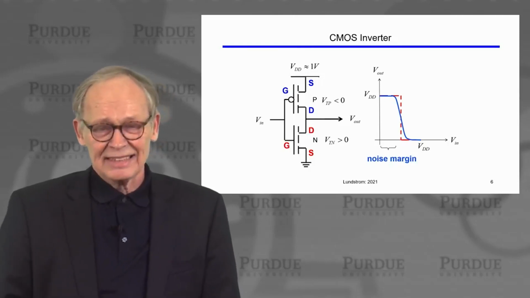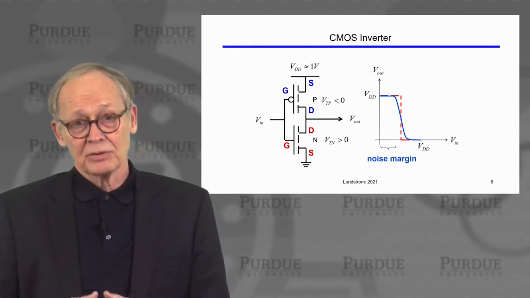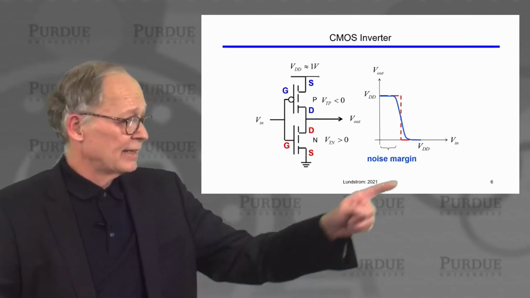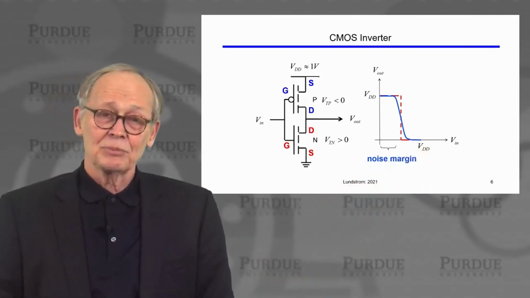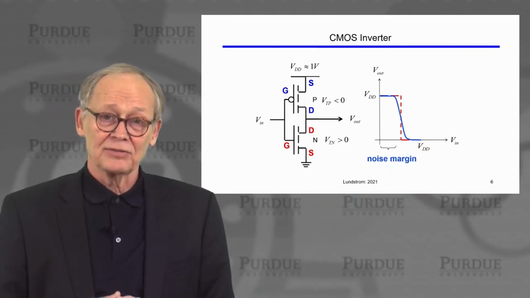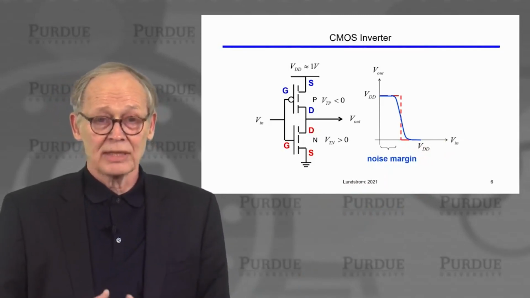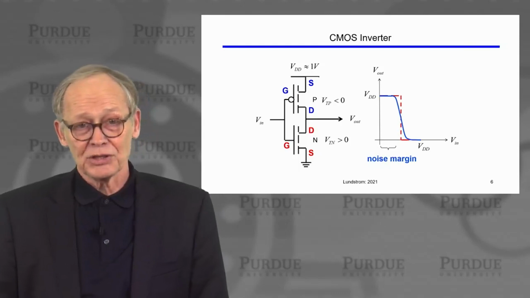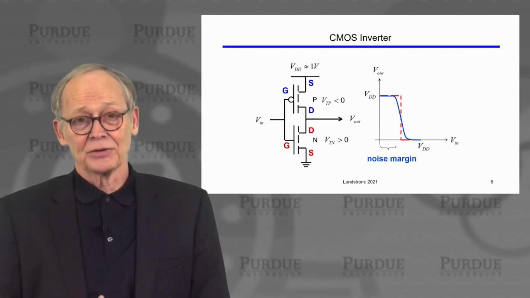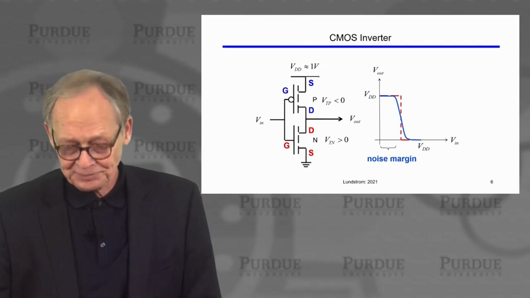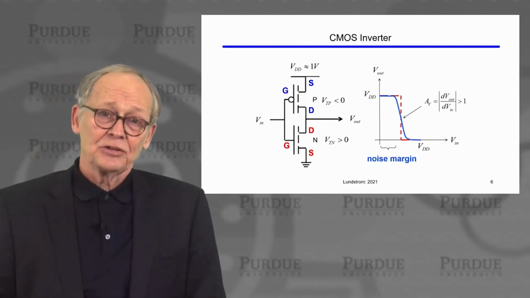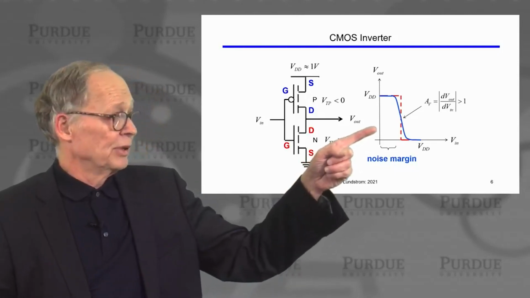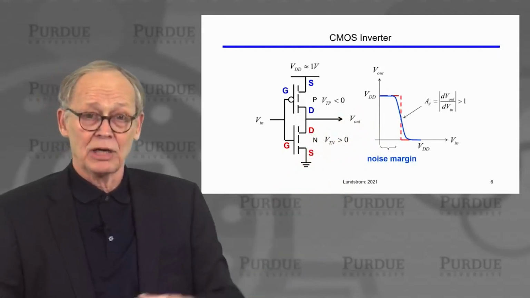At the low end, it's not sensitive to the precise value of the low input voltage. We get the same high output voltage. And at the high voltage end, it's not sensitive to the precise value of the high input voltage. We get a low output voltage, the same low output voltage. This is referred to as noise margin. It's critically important so that errors don't accumulate in digital logic. And you can see that it's dependent on having a steep transition between switching between a high output voltage and a low output voltage.